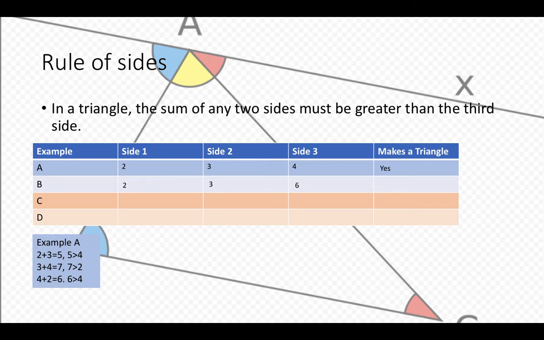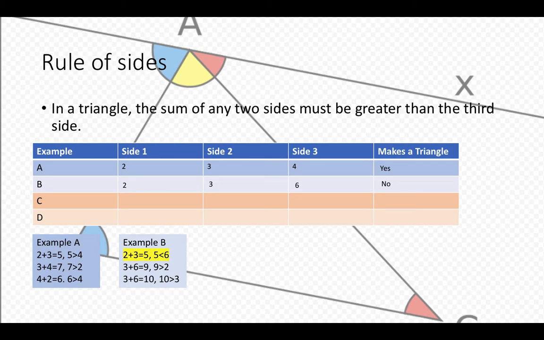So now if I look at these numbers, 2, 3, and 6. If I go through and start adding them together, 2 plus 3 is 5. 5 is less than 6. 3 plus 6 is 9. 9 is greater than 2. 2 plus 6 is 8. 8 is greater than 3. But because of my first one there, 5 is less than 6, that tells me that this is not going to be able to make a triangle.